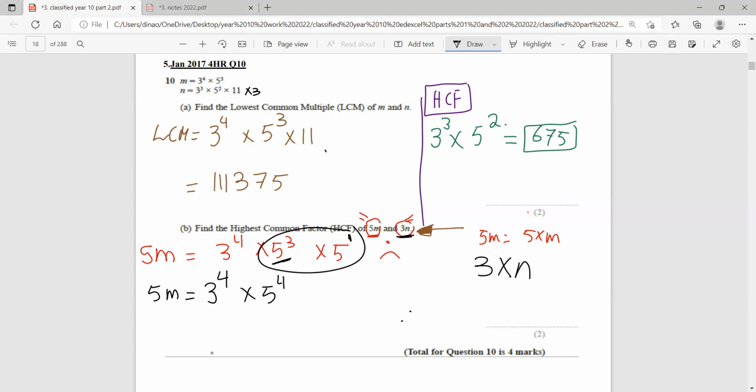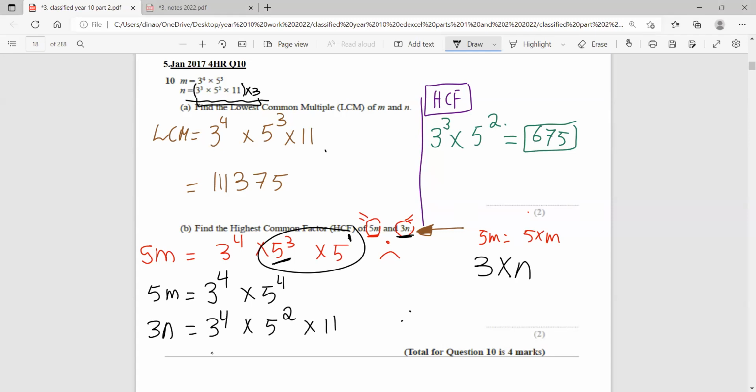So here I added a 3. Nice. I mean, I did not add it, I multiplied it. So I multiplied the whole thing by 3. Of course, you know that when we multiply the same base, I have the right to add the powers. So 3 power 3 and 3 power 1. Okay, 3n: I multiplied by 3, so it became 3 power 4 times 5 squared times 11.